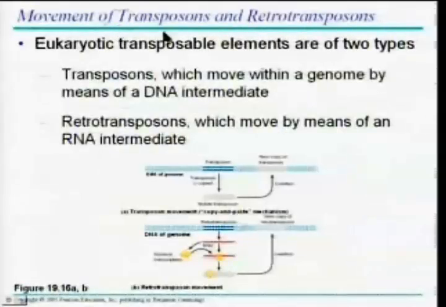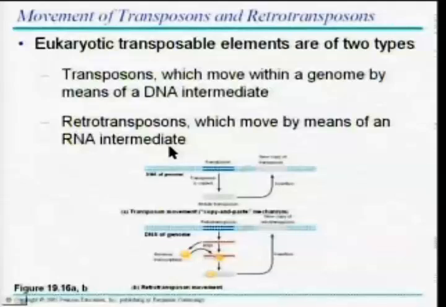The movement of transposons and retrotransposons is a topic within this concept. Eukaryotic transposable elements are of two types: transposons, which move within a genome by means of a DNA intermediate, and retrotransposons, which move by means of an RNA intermediate.